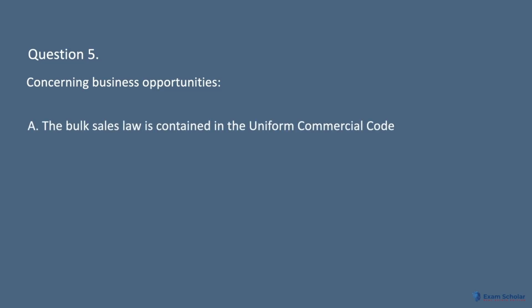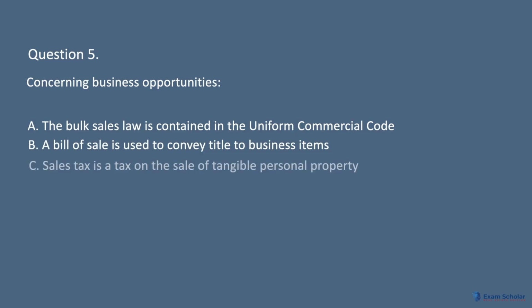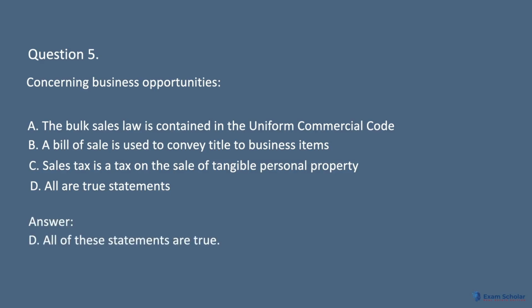Question 5. Concerning business opportunities. A. The bulk sales law is contained in the Uniform Commercial Code. B. A bill of sale is used to convey title to business items. C. Sales tax is a tax on the sale of tangible personal property. D. All are true statements. Answer: D. All of these statements are true.